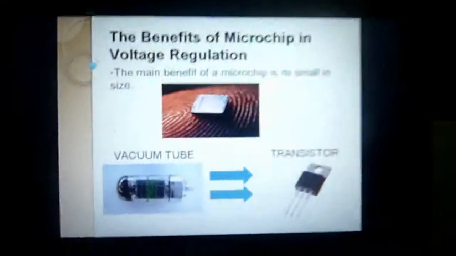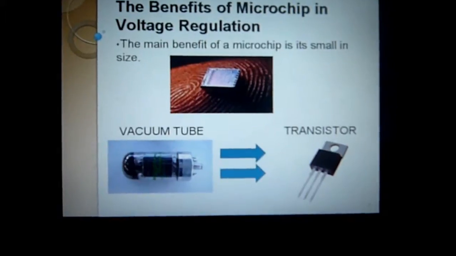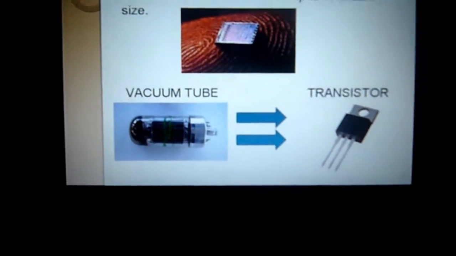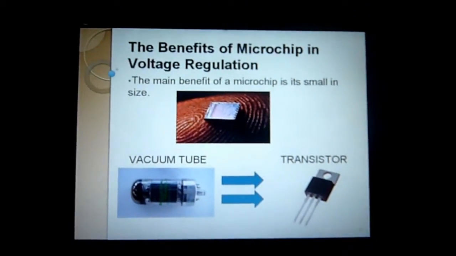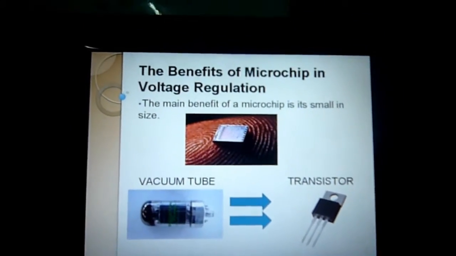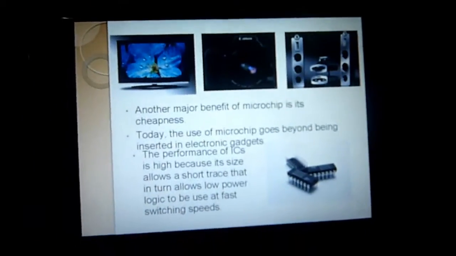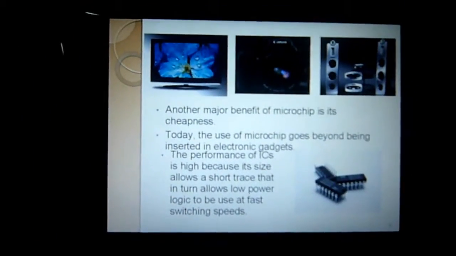The main benefit of a microchip is its small size. A circuit that would be the size of a circuit board can be made into a microchip that is a few millimeters long. Another major benefit of the microchip is its cheapness.